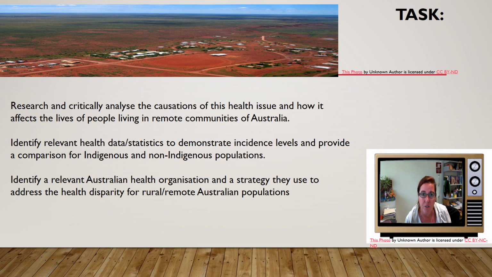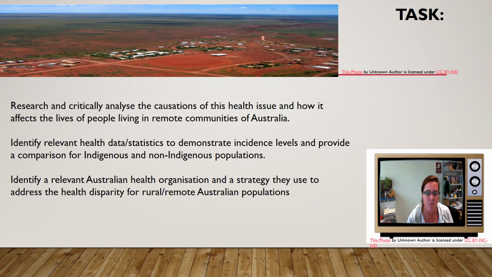Once you've chosen your topic, what do you actually have to do? Well, you need to research and critically analyse the causations of this health issue and how it affects the lives of people living in remote communities of Australia. And when we're asking you to research and critically analyse, that means we don't want just a reiteration of what the facts are. We want you to actually think about it and present some type of critique as to why this would be happening. Okay, so critically analyse means have a look at the information you've got and start to question what you're looking at.